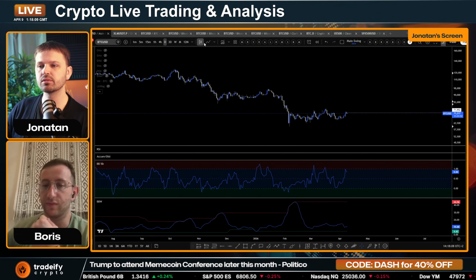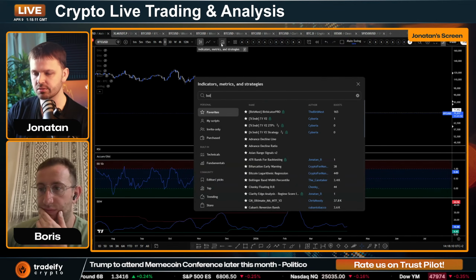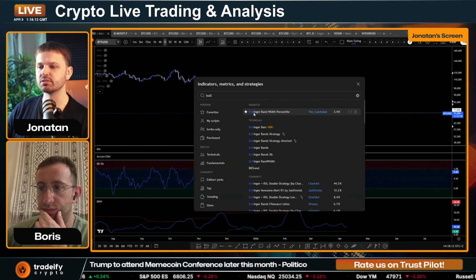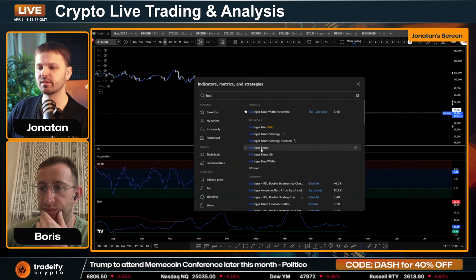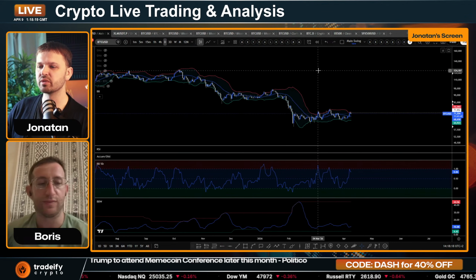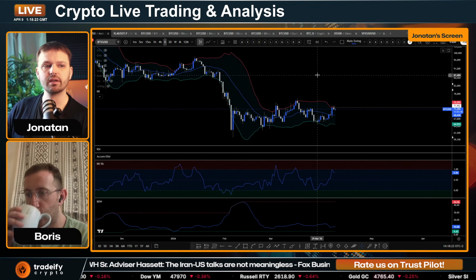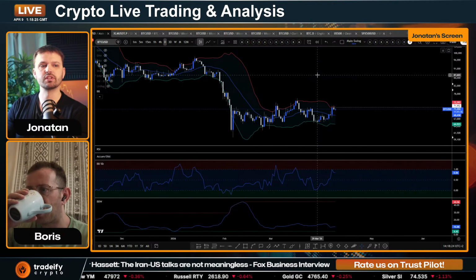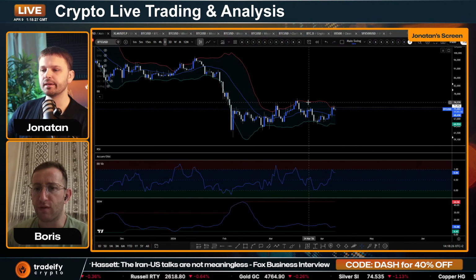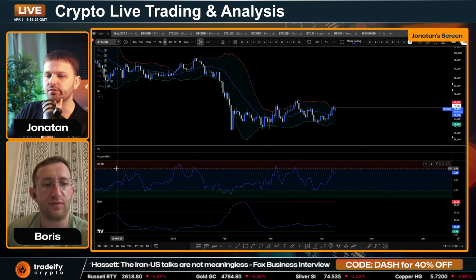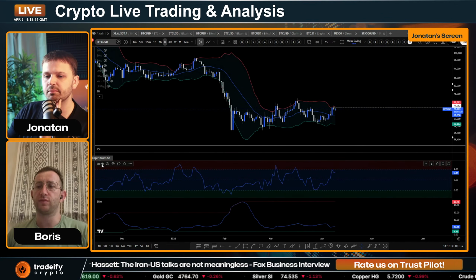But what I wanted to, and I know that indicator, I think it's very useful as well, is this one, Bollinger Band width percentile. I actually have this as a favorite. What I wanted to show here is that the Bollinger Bands is basically built using two different indicators. So we got the BB percentage B.